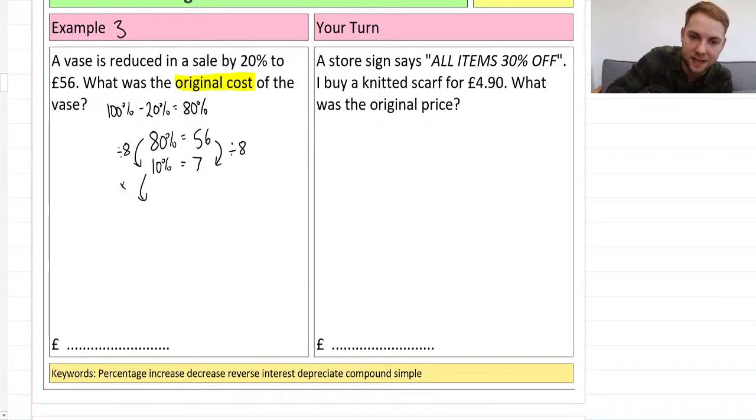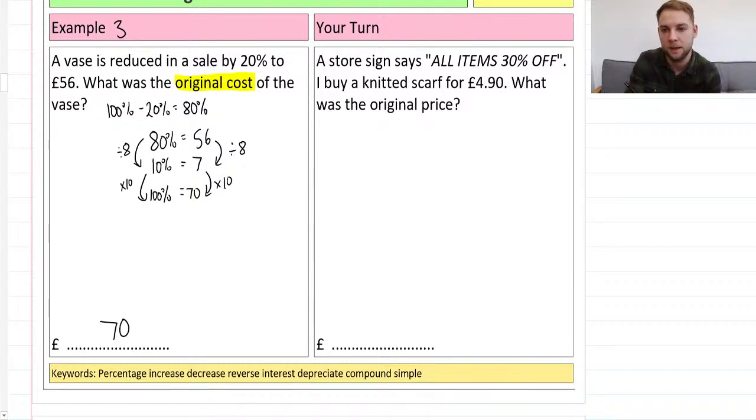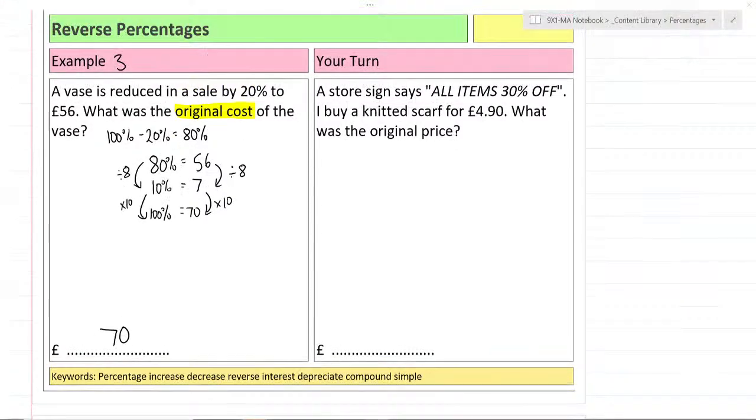Then times by 10. So 100% is equal to 70. Brilliant. There you go, £70. That was what it was originally. Have a little go at that one on the right.